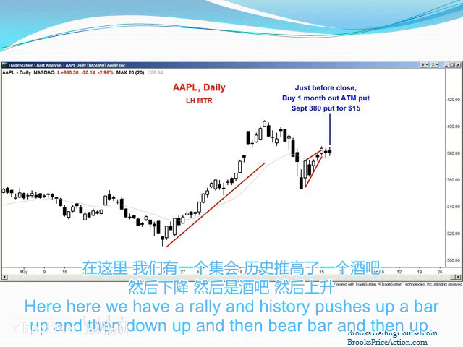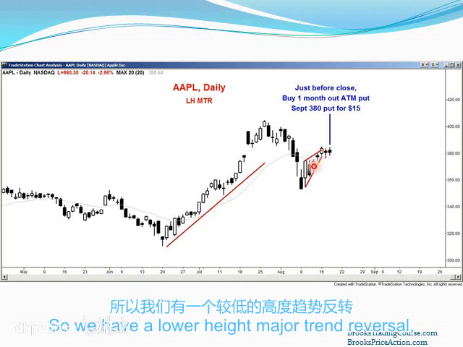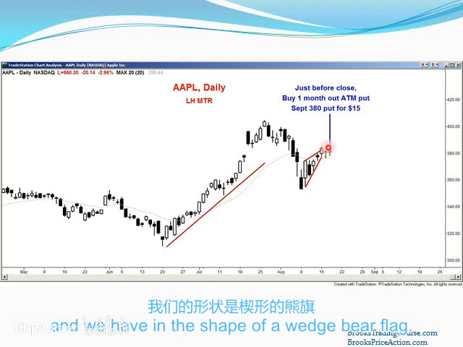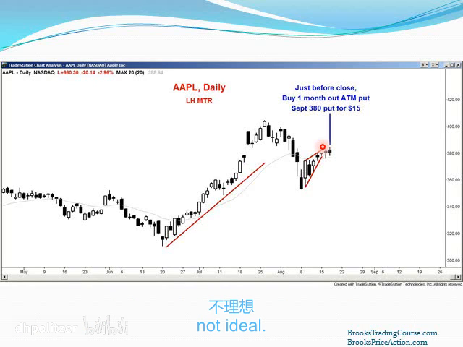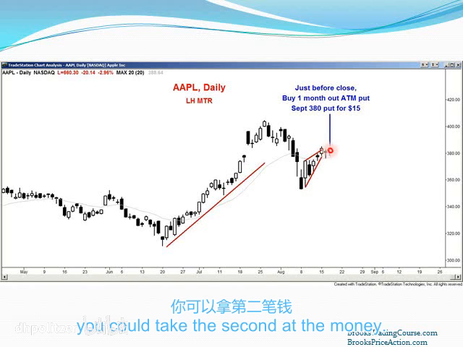Here we have a rally, and it has 3 pushes up: a bar up and then down, up and then bear bar and then up. So we have a lower high major trend reversal, and we have it in the shape of a wedge bear flag. So that's a decent setup. A bull body for the signal bar, not ideal. So if you don't take the first entry, you could take the second.